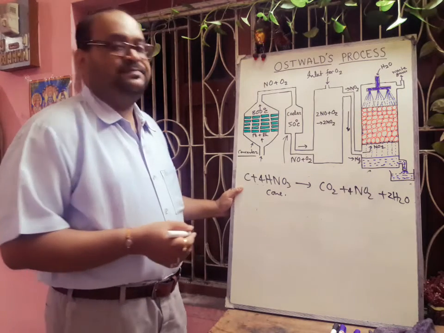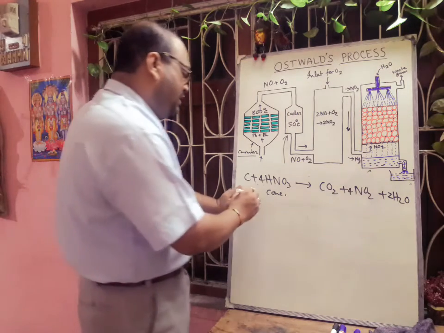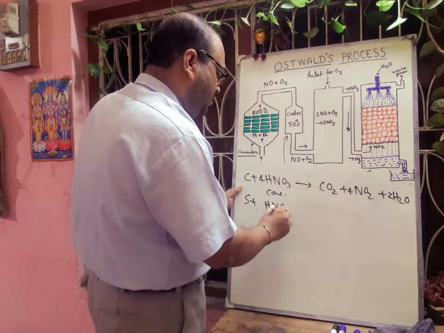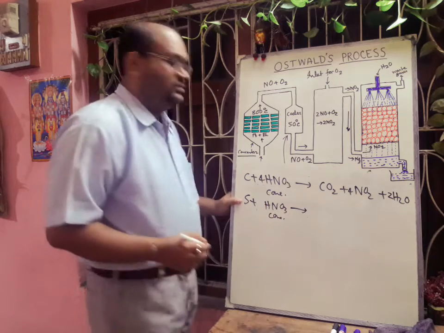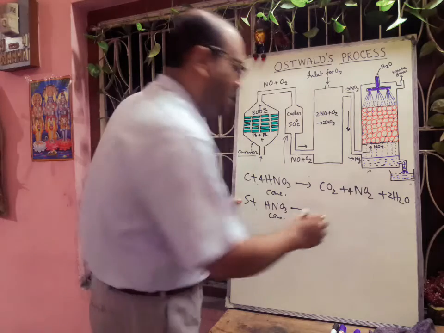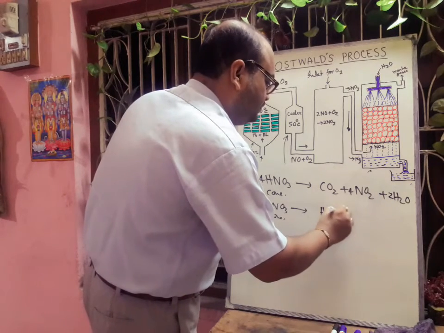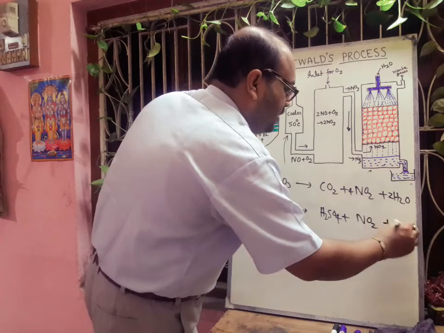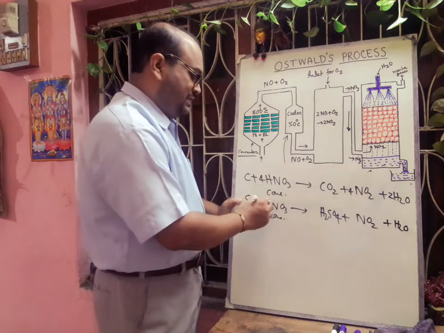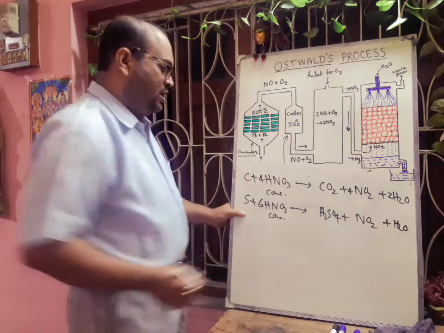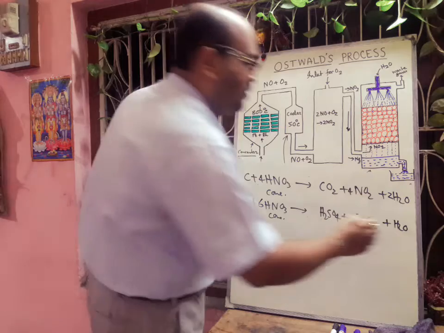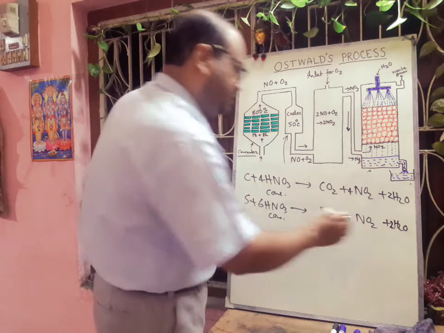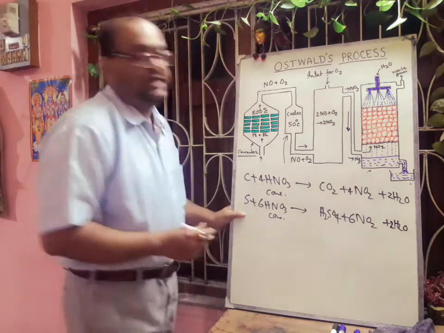And if we take the sulfur will react with the concentrated nitric acid, and it will form sulfuric acid. Then the same products NO2 and H2O will be formed. Now we have to balance it. If we write here 6 HNO3, that will produce twice H2O and 6 NO2 and H2SO4.